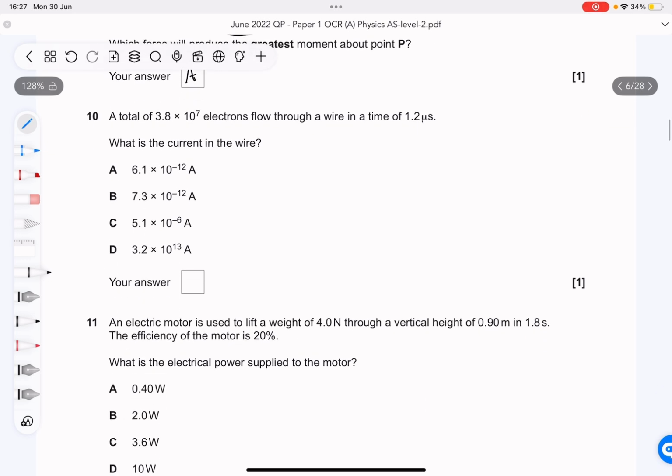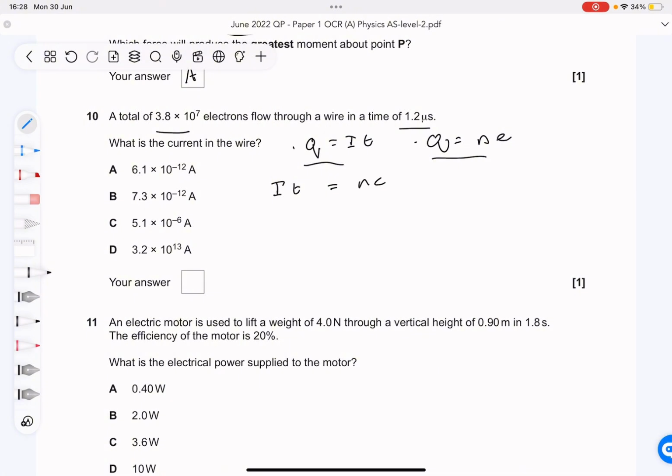Right, question 10. A total of that many electrons flow through a wire in that time. What is the current in the wire? Okay, so we know that Q, the charge, is equal to IT. However, the charge is also equal to the number of electrons times by the charge on one electron. Now, because I've got two equations for the charge, I can set these equal to each other, removing Q. So I can say that IT equals NE, because both these equations equal Q.